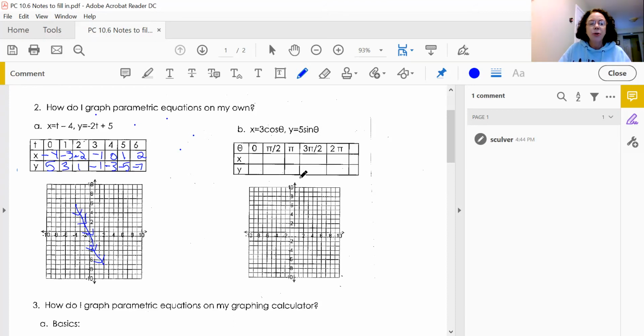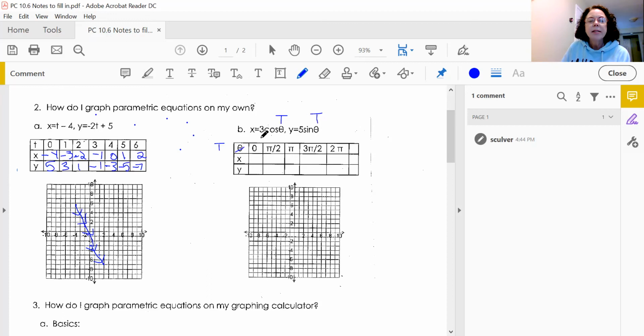Now let's go to x equals 3 cosine of theta and y equals 5 sine of theta. Now, by the way, even though there's theta, when you do parametric equations in your calculator, they really are still a t. So these are really still t's, but I wanted it to match what you'll see in your book. Okay, so let's go through and put in our thetas or our t's and get our x's.